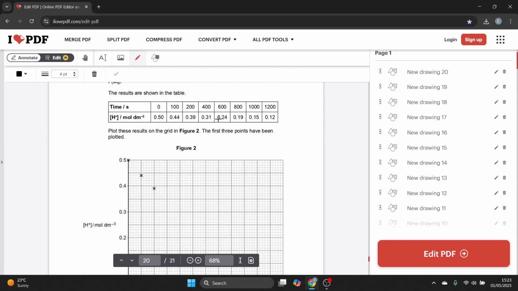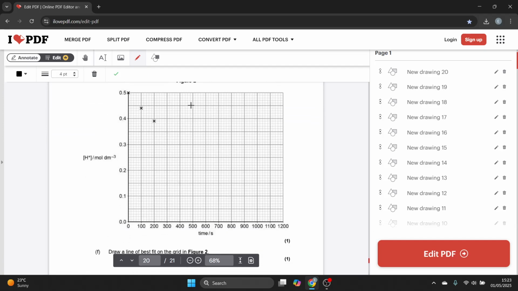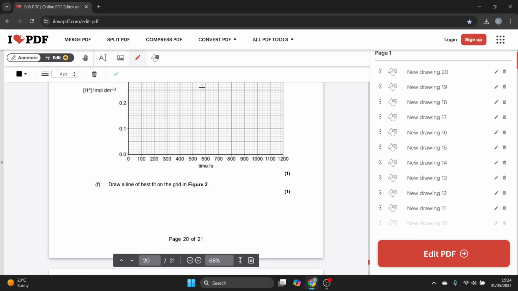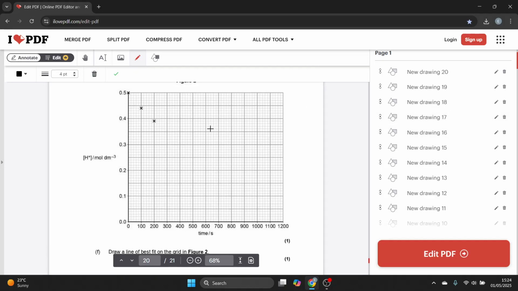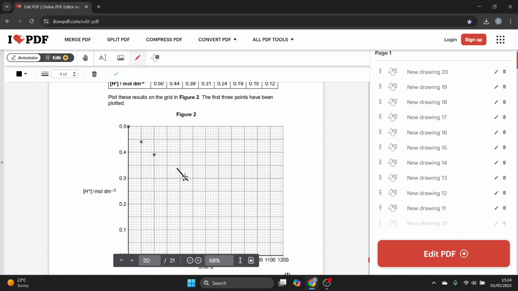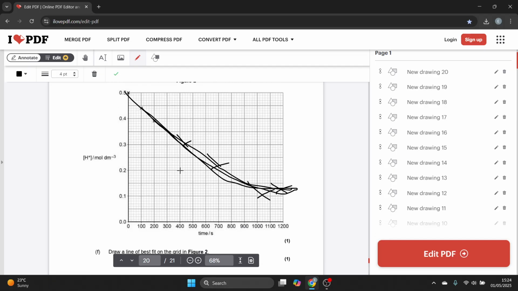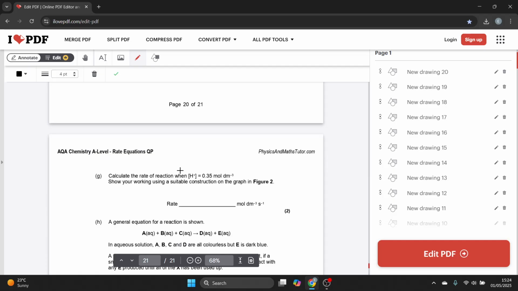Part E, plot these results on the figure. I'm not going to do that. You just plot in the results and then draw a line of best fit. But what you notice about this, therefore, and I'm going to just quickly do it now, is that it's not going to be a straight line, is it? It's going to be a curved line of best fit. Obviously, I don't plot it accurately, but you should identify a curved line of best fit. It's not a series of straight lines between points.